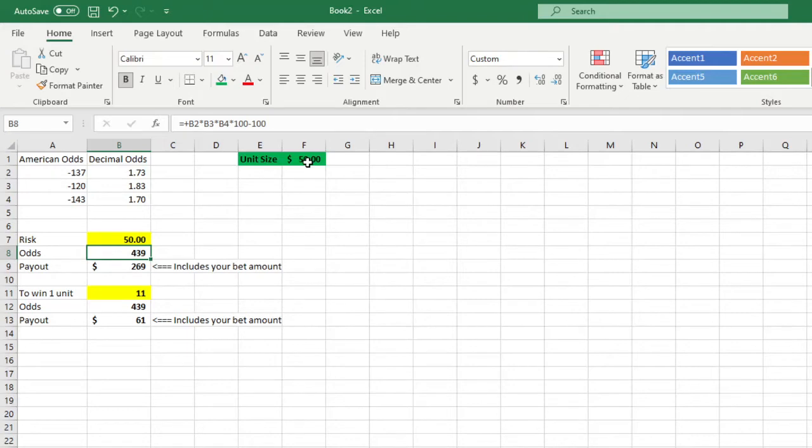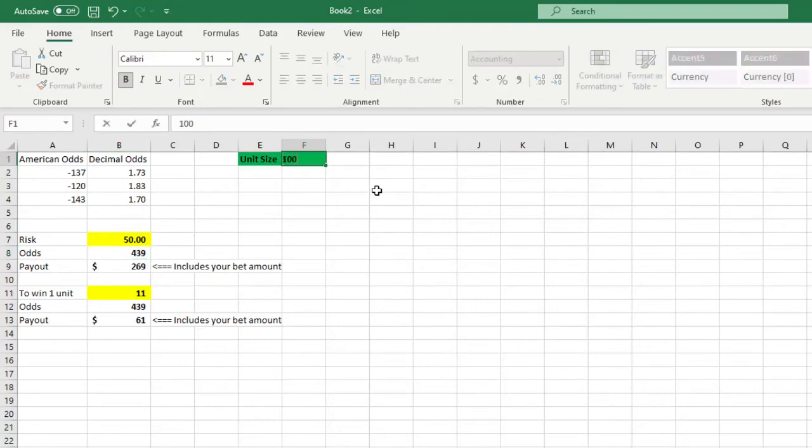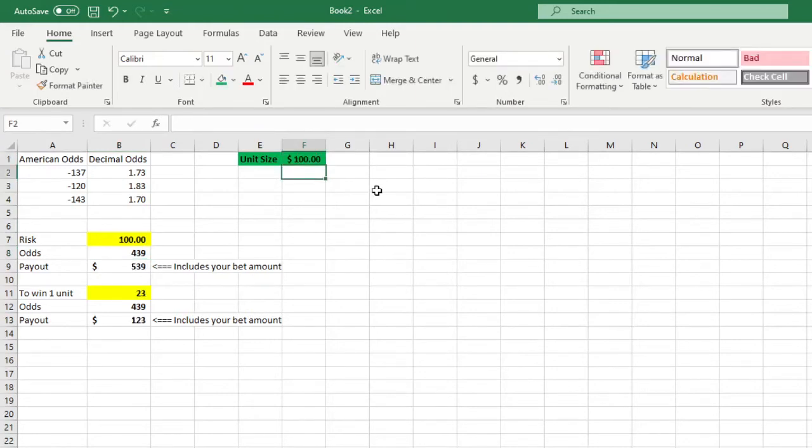And if we subtract out 100, that would be the odds for this parlay. So about 4.39 to 1 would be the odds that this parlay is going to pay. Now the payout here, I'm changing based on the amount that we have for unit size. So for a $100 unit size, here's the payout.